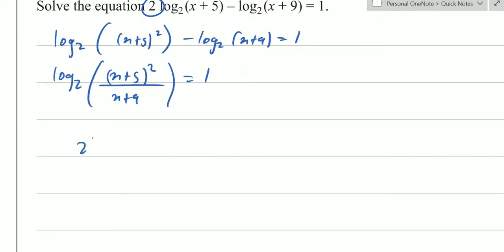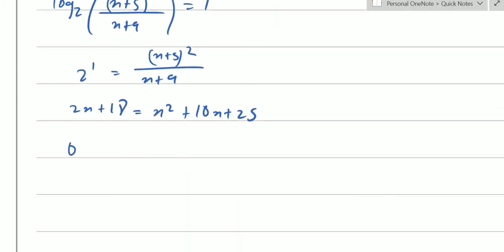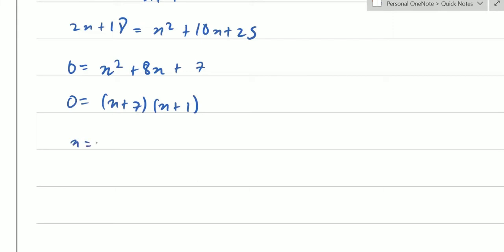And then I chose to do 2 to the power 1 equals (x plus 5) squared over (x plus 9). So 2x plus 18 is x squared plus 10x plus 25. And if you simplify that, you get 0 equals x squared plus 8x plus 7. So then you factorize, and you get (x plus 7) and (x plus 1). So now we have two answers.